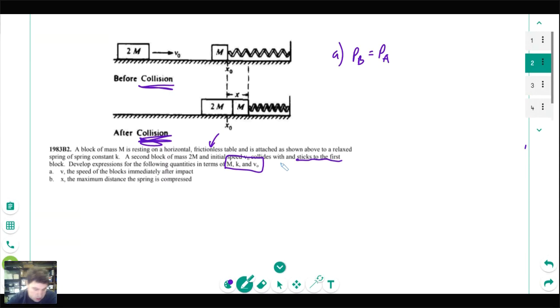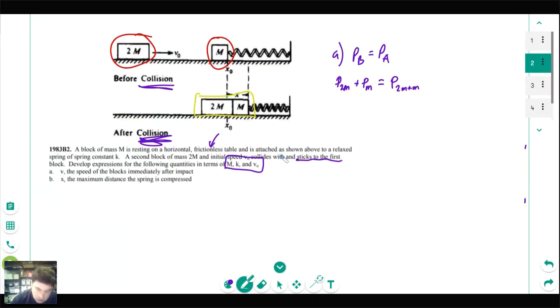Now, for the collision, we have 2 different objects that we care about. We care about the 2M block, and we care about the M block. After the collision, however, those 2 blocks are now stuck together, so they would be 1 object. So we're looking at 2 objects before the collision and 1 object afterwards. So I'm going to do the momentum of the 2M block plus the momentum of the M block must be equal to the momentum of the 2M plus M blocks, sticking them together because now they're joined.